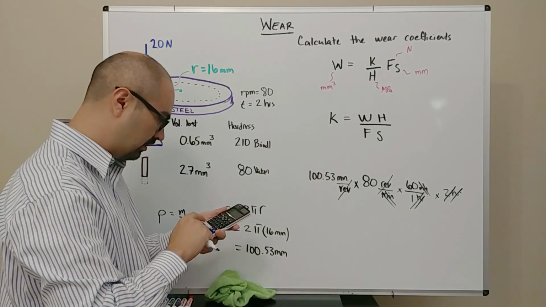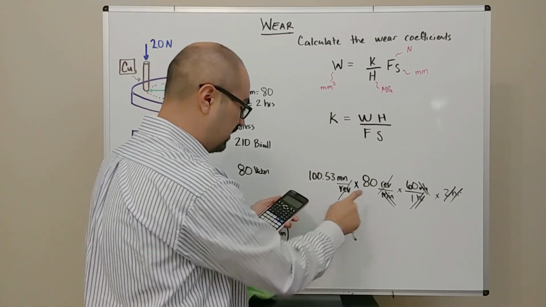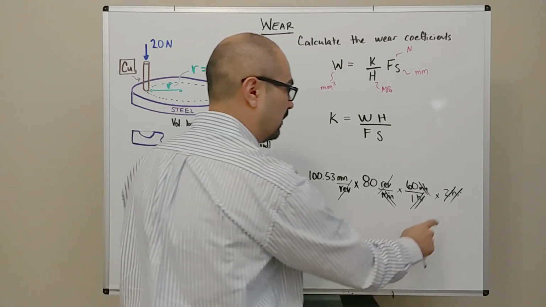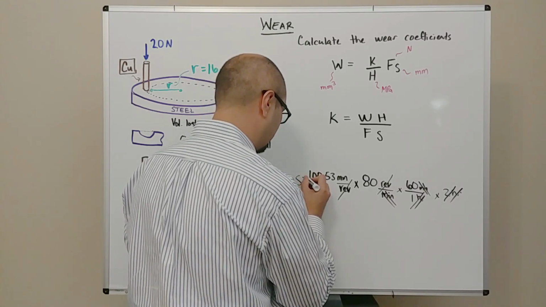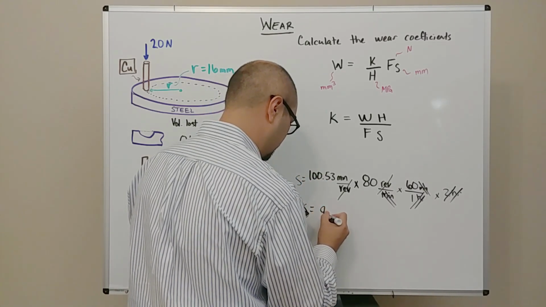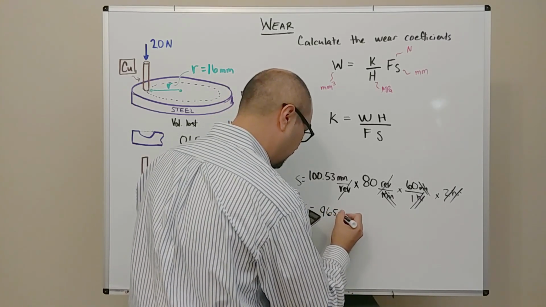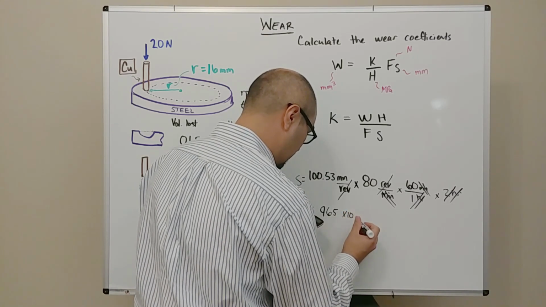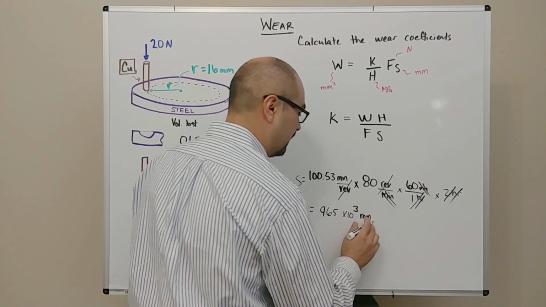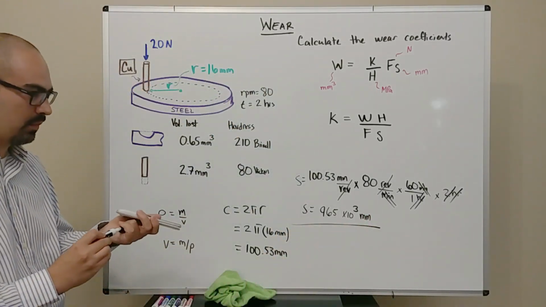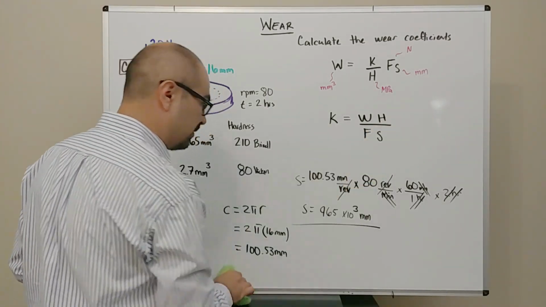So if we take 100.53, or the previous answer, times 80 times 60 times 2, it gives a total rubbing distance S of 965 times 10 to the 3 millimeters. So now let's go ahead and plug this value onto this equation. Let me make some room.